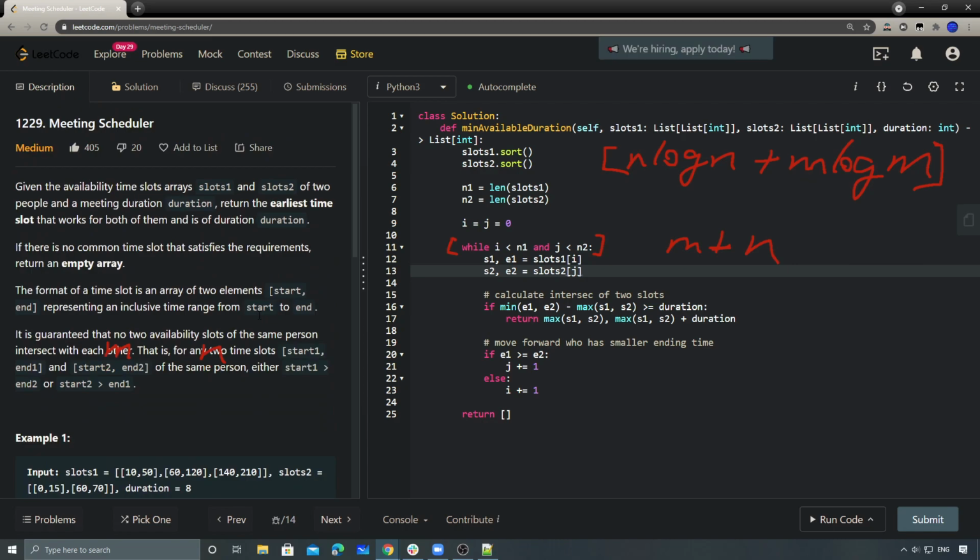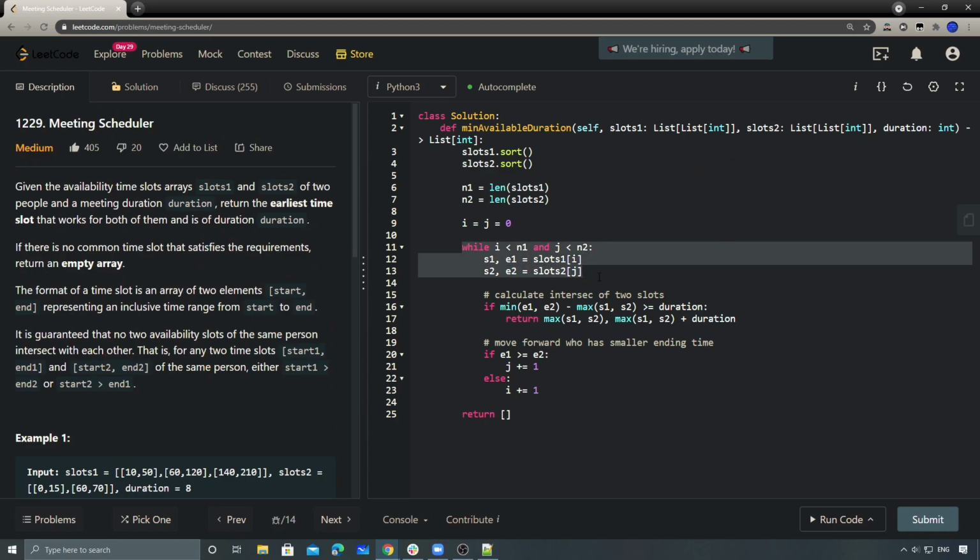So that's it for this problem. It's another little bit of variation of the interval problems, and I'll just stop here.